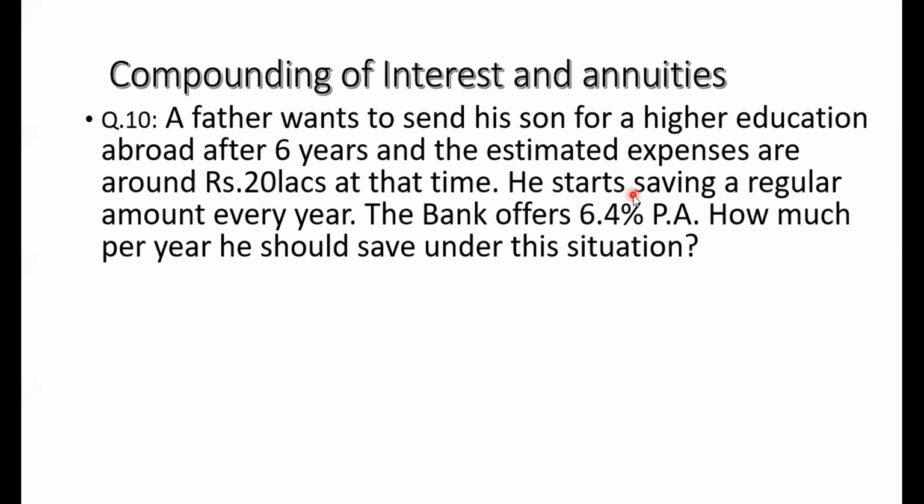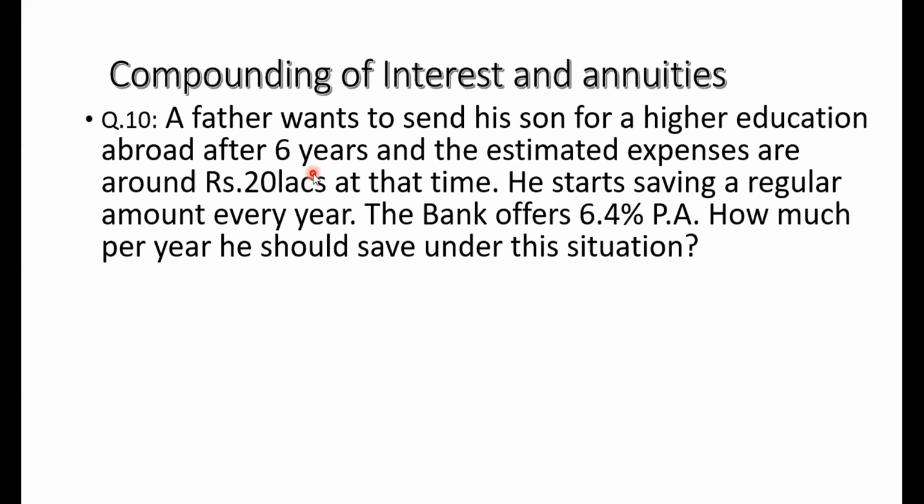What is the plan? He starts saving a regular amount every year, like an RD, but instead of monthly, every year he deposits something in the bank. He will deposit for 6 years. The bank offers 6.4. How much per year should he save under this situation? What should be the annual installment he should pay under the RD to get 20 lakhs at the end of 6 years? You understood the question? How many of you understood?